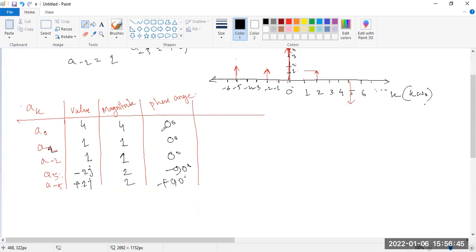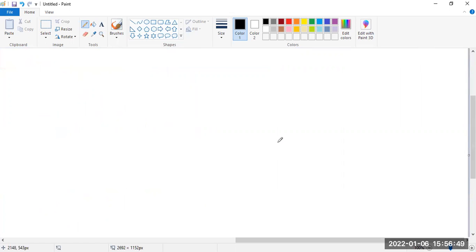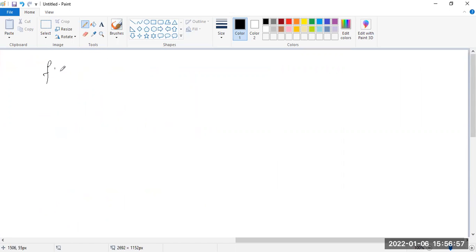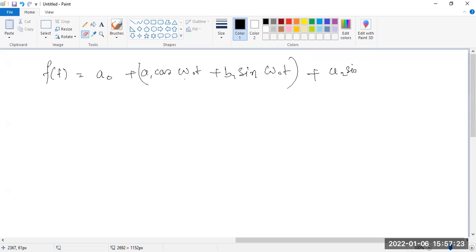So guys, it was the exponential type, and then we will go for the trigonometric type. The function of t, any function, can be written as a0 plus a1 cos omega naught t plus b1 sin omega naught t. Okay, plus, same way, look, this is the first harmonic, then go for the second harmonic: a2 cos 2 omega naught t plus b2 sin 2 omega naught t.